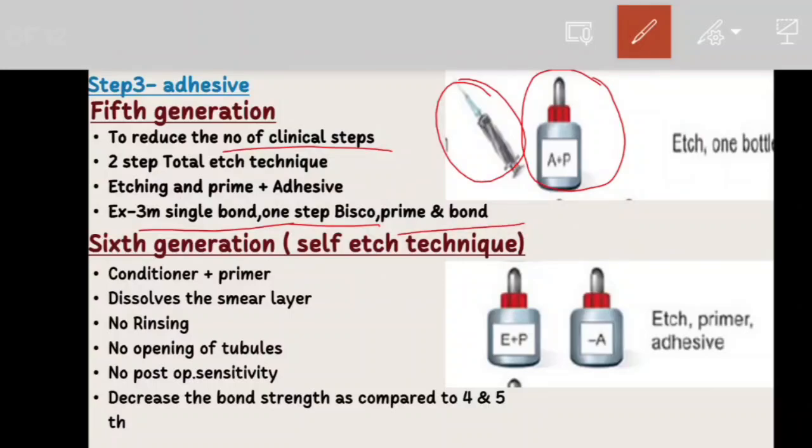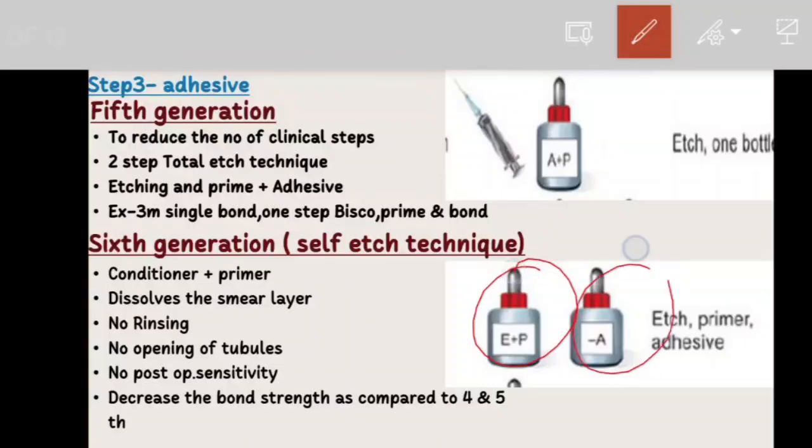Now the sixth generation, it is a self-etching technique. Conditioner and primer are used together. So the smear layer is dissolved and not removed. So no rinsing, no opening of tubules, less operative sensitivity. But it decreases the bond strength as compared to the 4th and 5th generation.